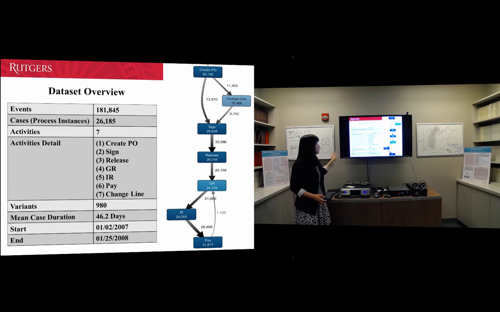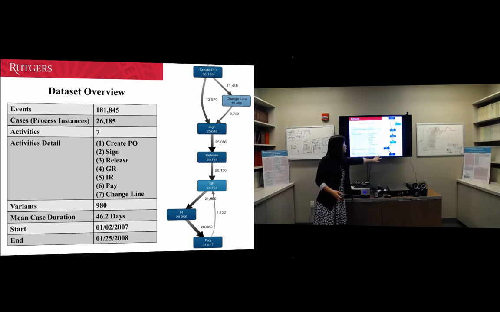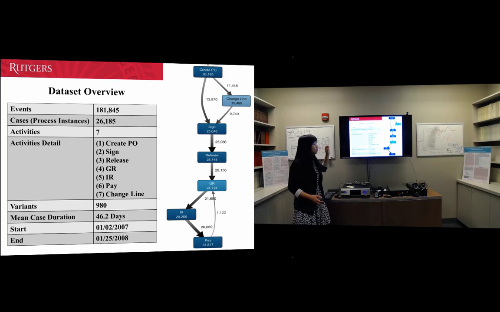And this is the data set we use. Overall, we have 7 different activities, including create purchase order, signature, release, GR, IR, payment, and changing line. And this is the standard process. And the data, we group that into 980 variants, and the mean duration for the process is 46 days.